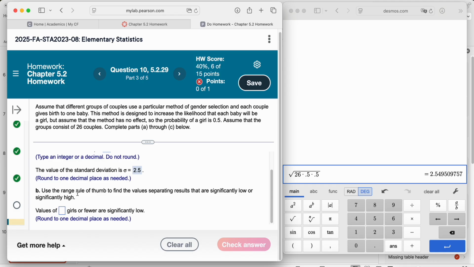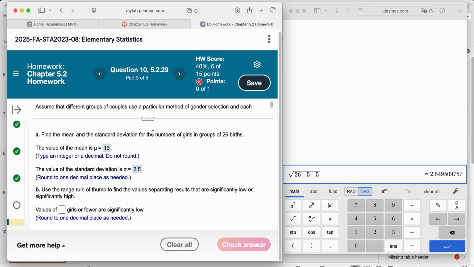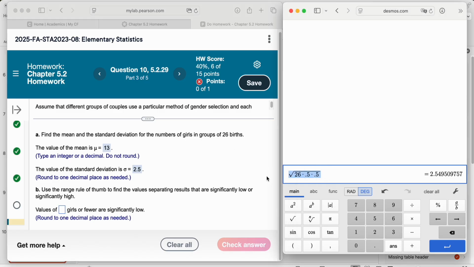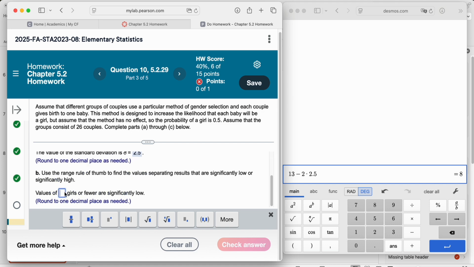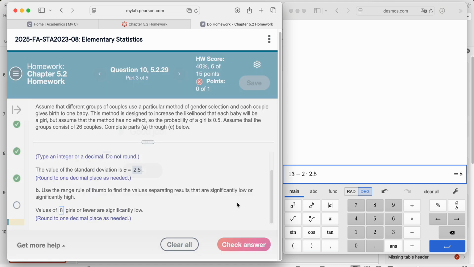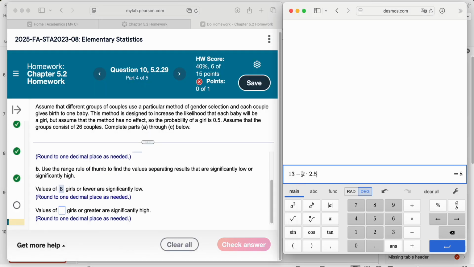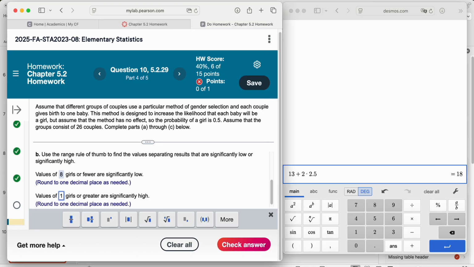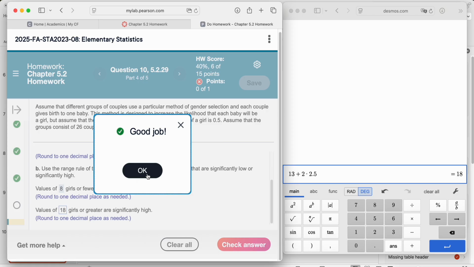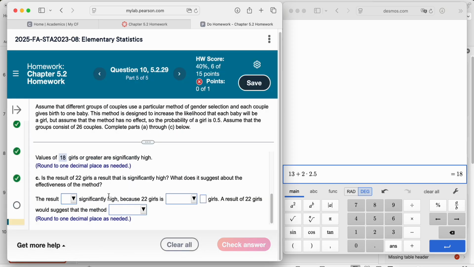And now we're going to use the range rule of thumb, if you remember that. The range rule of thumb says, hey, don't use any of those wacky formulas. Just take your mean minus 2 of your standard deviations. That's 8. And then do the same thing, but make it a plus to find the significantly high. That would be 18. All right, so 8 and 18 are now our fences.